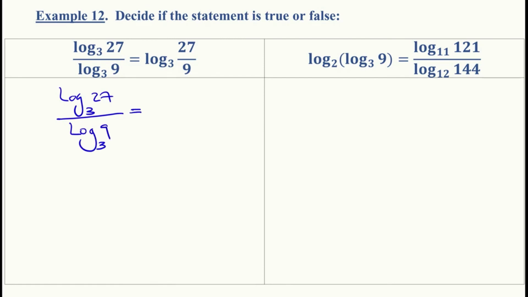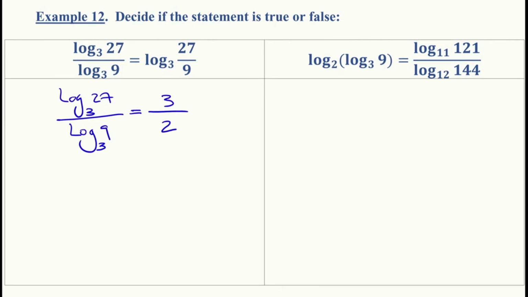So we know what log base 3 of 27 is. 3 to what power is 27? You said it, 3. And we know what log base 3 of 9 is. 3 to what power is 9? And the answer is 2. So that's what we have for the left-hand side. So if you want, you could put it like this. Then you can say the right-hand side is equal to log base 3 of 27 over 9.